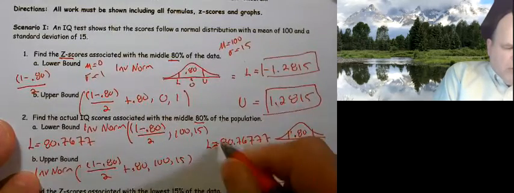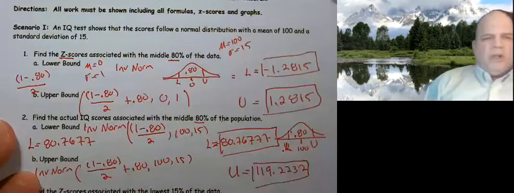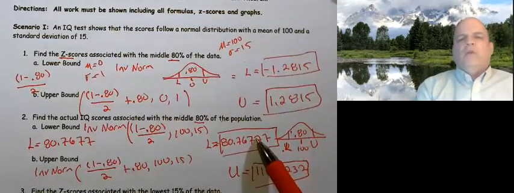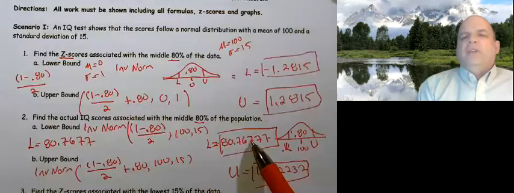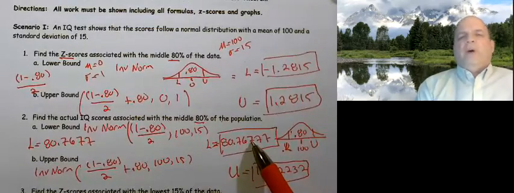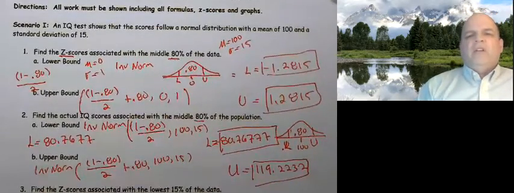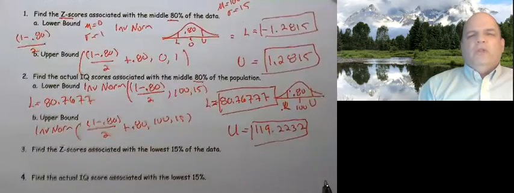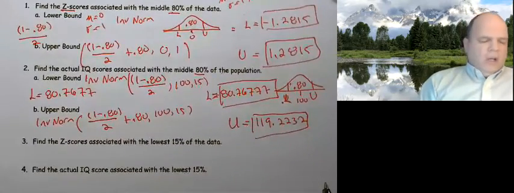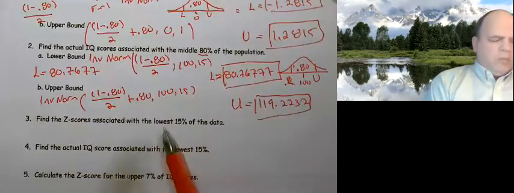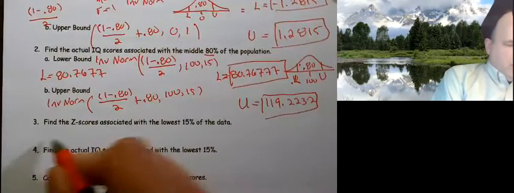80.7677. Please make sure you're only putting the numbers in the calculator. Be careful, into the Google form. This is a positive, all right? This is the positive number. So an IQ of 80.7677 and a 119.2232.